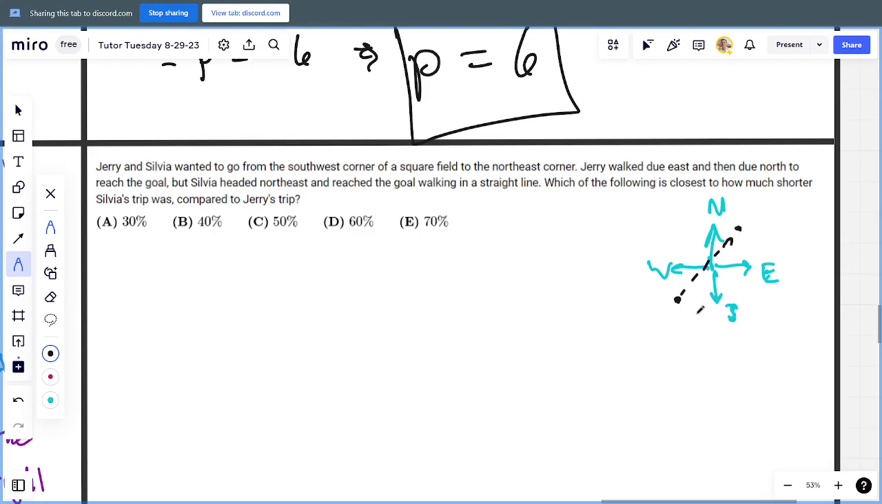Jerry walked due east and then due north to reach the goal. So you got Jerry in red. Why would you do that, Jerry? Sylvia headed northeast and reached the goal walking in a straight line. Right? That's like the smart thing to do. Which of the following is closest to how much shorter Sylvia's trip was compared to Jerry's trip?